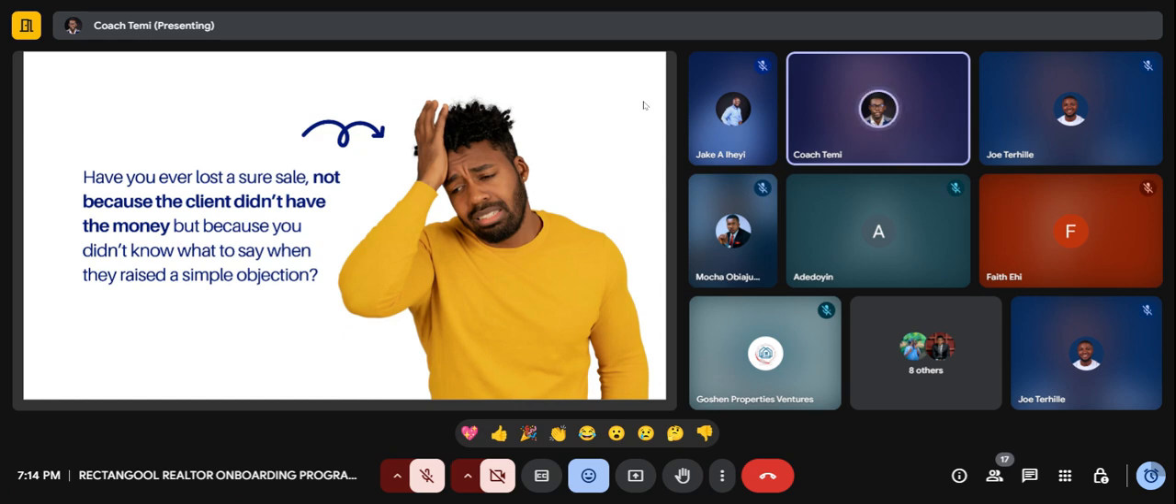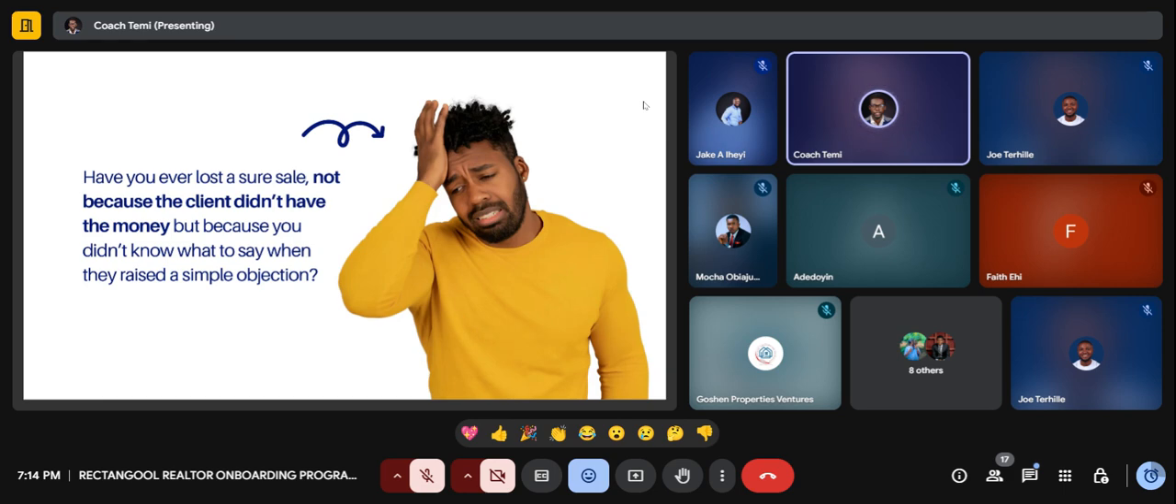This is a question I want us to answer, maybe rhetorically. Have you ever lost a sure sale? You know that this sale is so sure, not because the client didn't have the money, but because you didn't know what to say when they raised a simple objection. Should I assume that we have all been in this situation? I've been on this table over and over again.